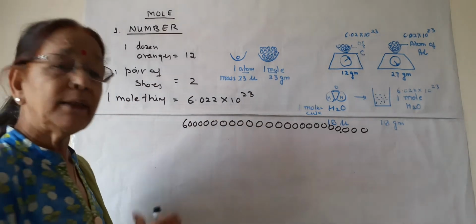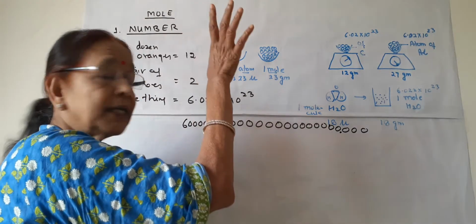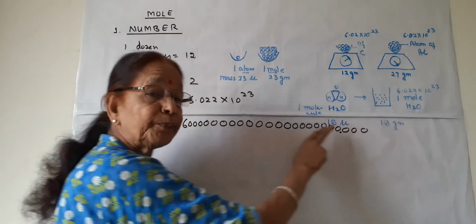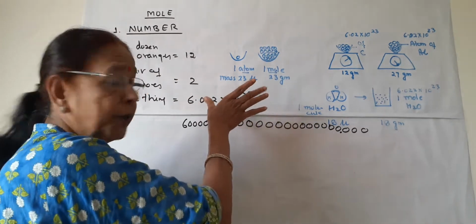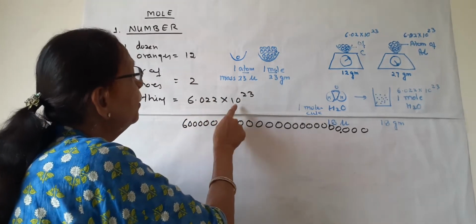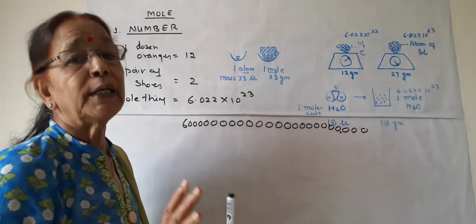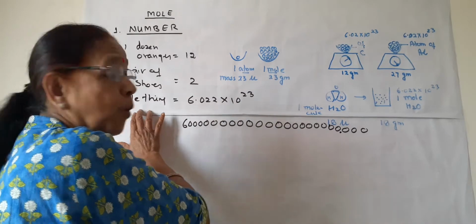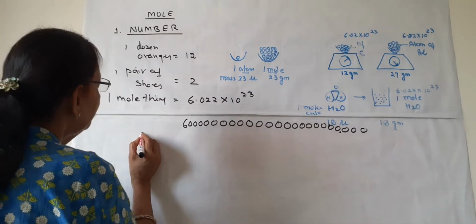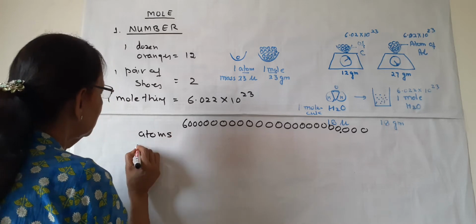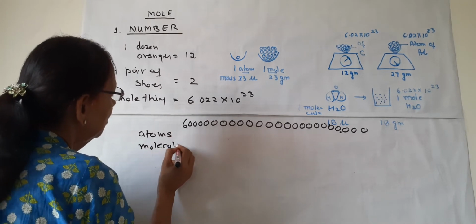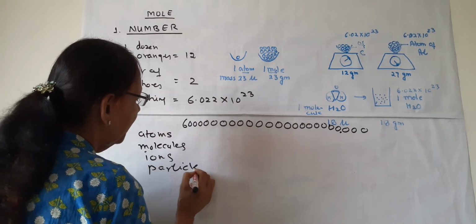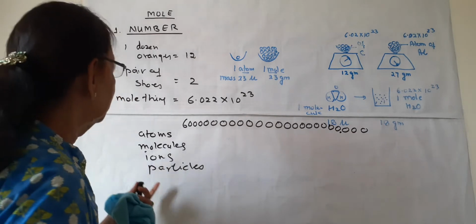Are you following this? A dozen has 12 things. A pair has 2 things. Mole has so many things. And it is written in short notation as 6.022 into 10 raised to power 23. So this is the number of things in a mole. Mole we use for which things? For atoms, for molecules, for ions, and maybe some other types of particles like electrons or others also.